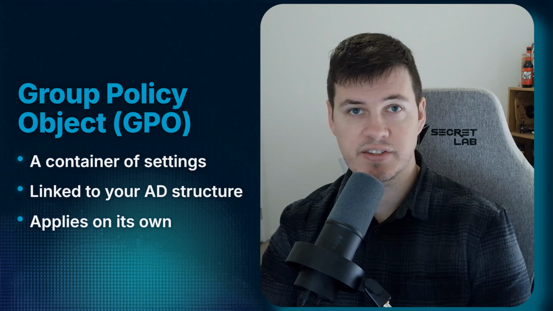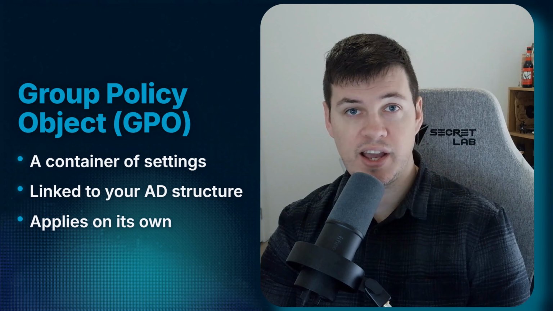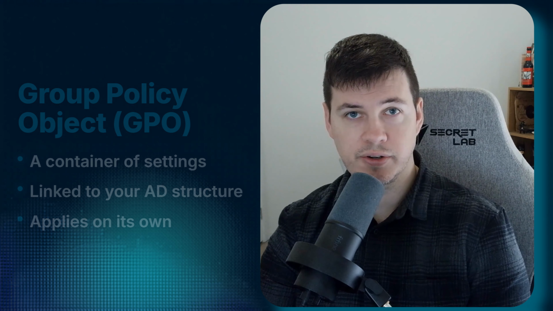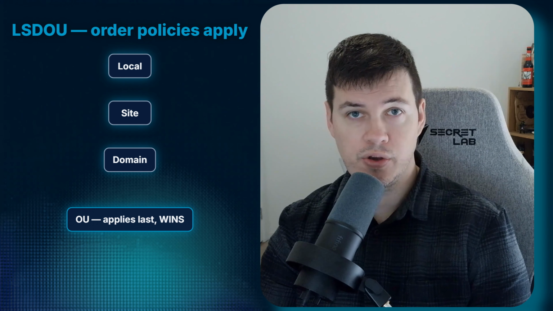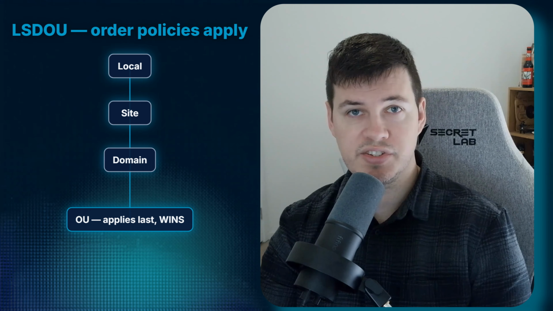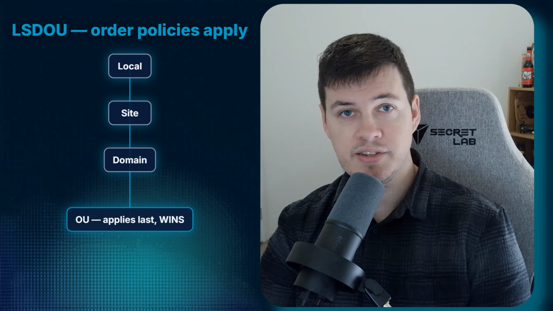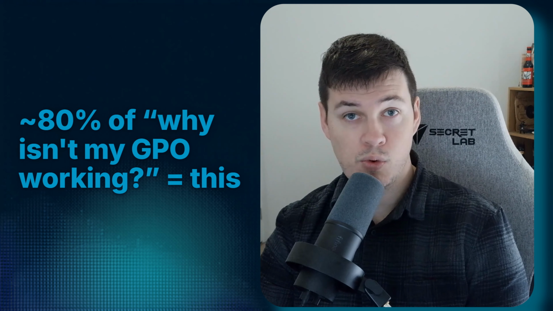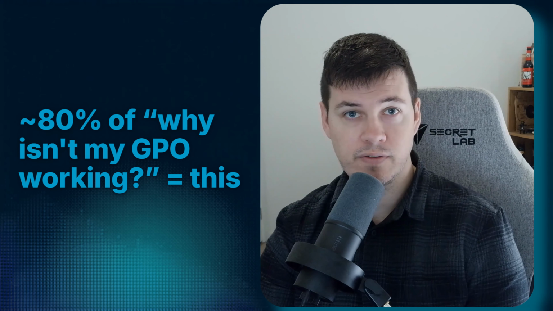So a group policy object is just a container of settings. You make one, you link it to part of your AD structure, and it applies on its own. Here's the bit that trips everyone up though. It's the order. LSDOU. Local, site, domain, OU. That's the order policies apply in. And the one that applies last wins. So an OU level policy beats a domain level policy. For the same setting, last one in the chain takes it. And honestly, that right there is about 80% of every "why isn't my GPO working" question on the internet.